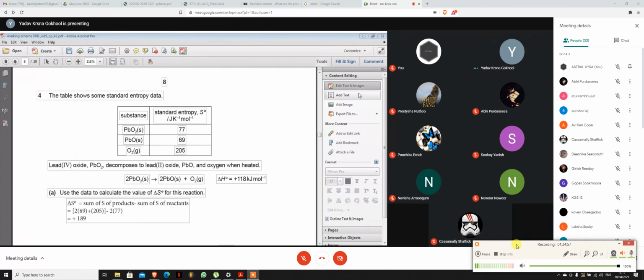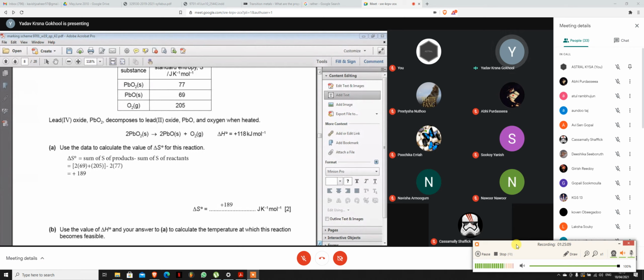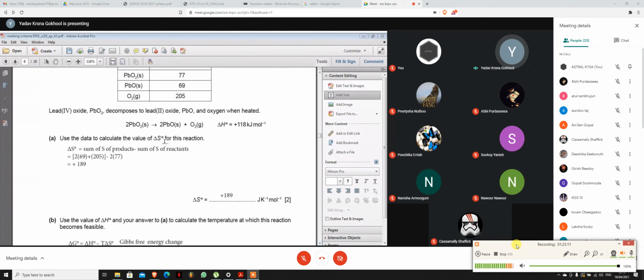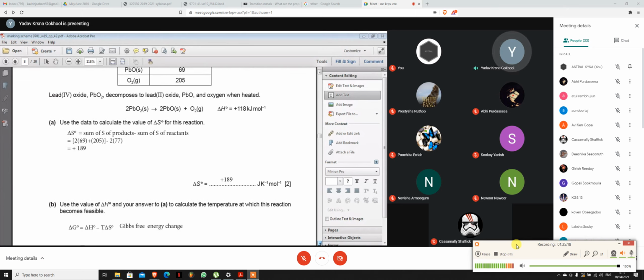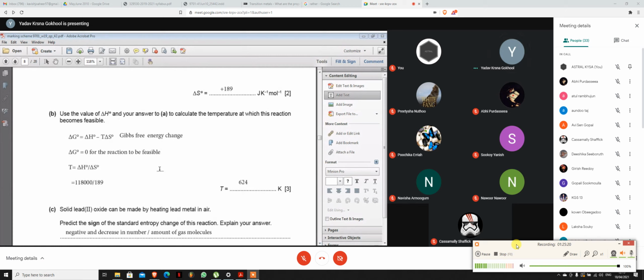Okay, come to this question. So this is a new one, entropy. So delta S naught is the same as what we already know: sum of S of products minus sum of S of reactants. Because we are given S, delta is the difference. Then you have the question where you had the theory in paper 41.